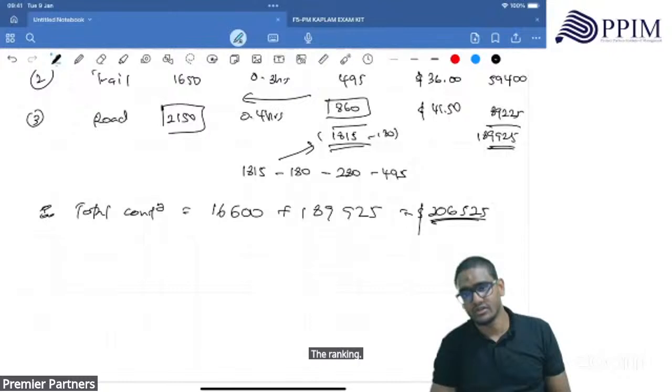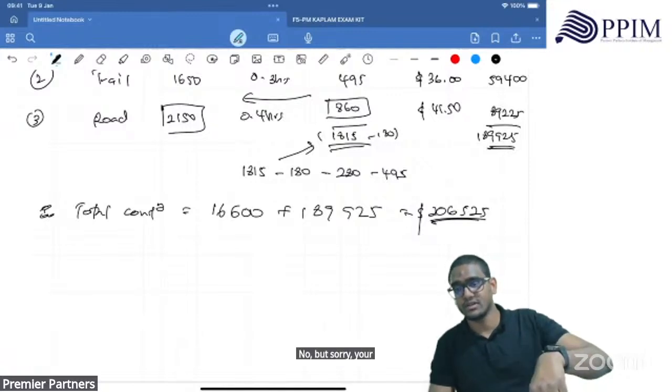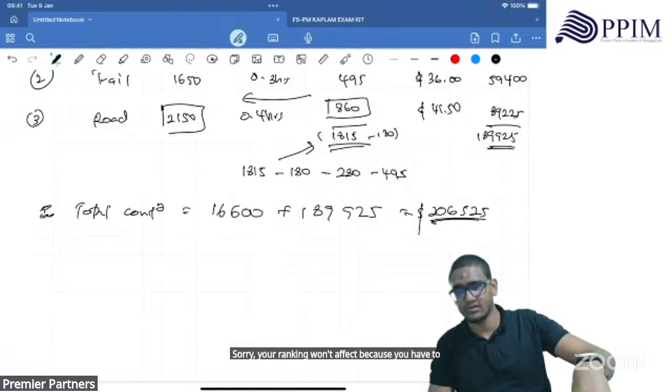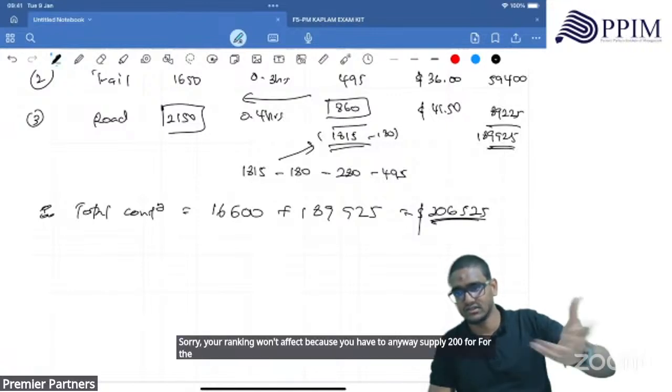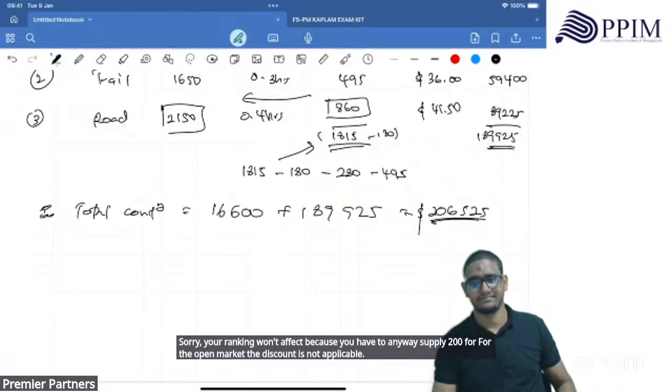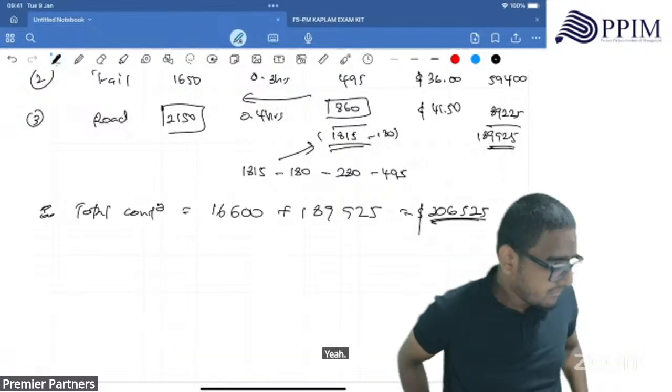Because each product will change by the same amount. No, but sorry, your ranking won't be affected because you have to supply 200 for Runwild anyway. For the open market, the discount is not applicable. Yeah, re-read the question.